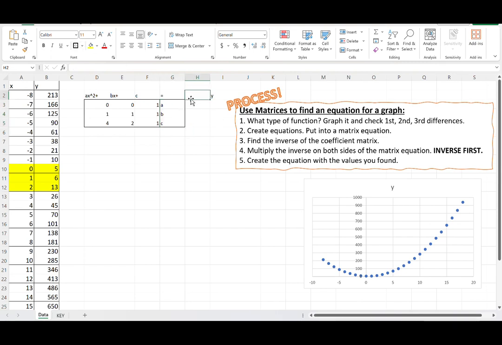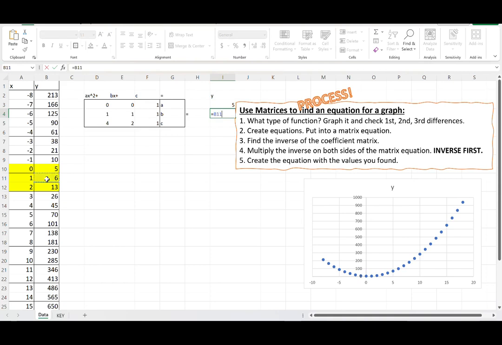Well, I should have put my equal sign here because it's an equation. So I'll put it right here, equals. Alright, and now my y values are going to go here. So those are going to be starting off with 5. And then 6. And then 13. I could have picked any 3 points. These are just the ones that I wanted to pick.